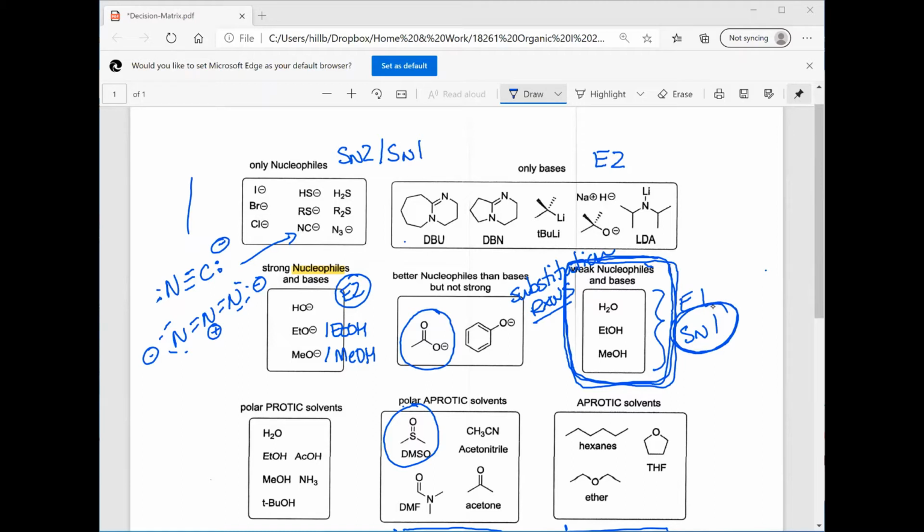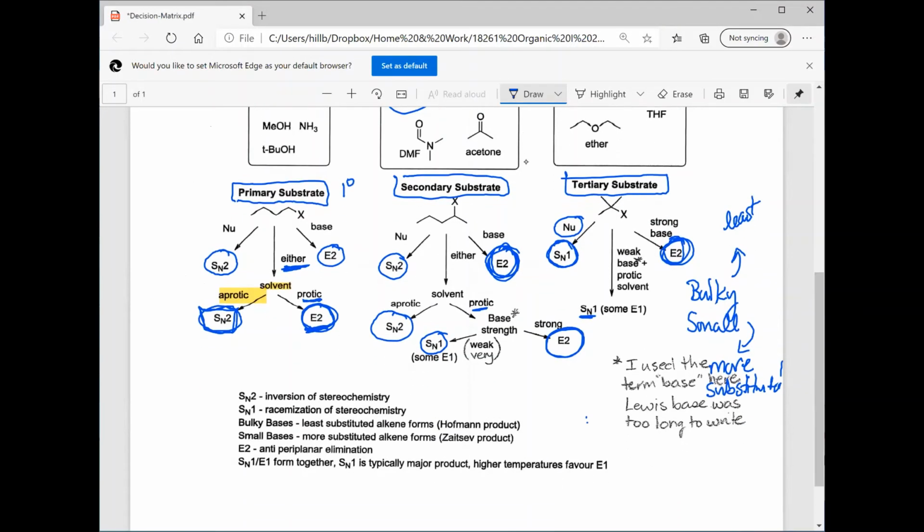Since the E2 can be tertiary. I don't know if I understand this question. So the E2 can take place on any of the three, right? And so we're forming an alkene. In the case of a primary like this, there's only one potential product, and that would be this in the case of primary.